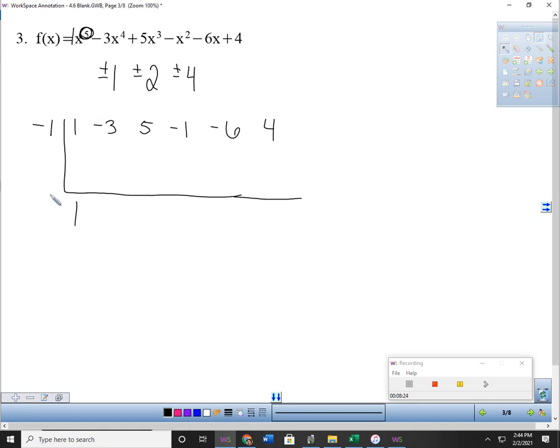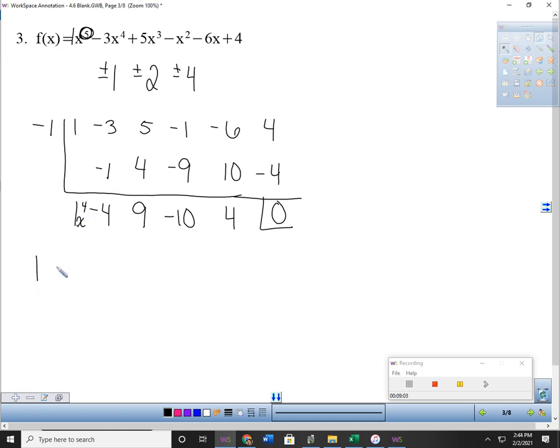So I drop that 1. 1 times negative 1 is negative 1, plus negative 3 is negative 4, times negative 1 is positive 4, plus 5 is 9, times negative 1 is negative 9, plus negative 1 is negative 10, times negative 1 is positive 10, plus a negative 6 gives me 4, times negative 1 is negative 4, which gives me the remainder of 0. So if I started with x to the 5th, this would then drop to x to the 4th.